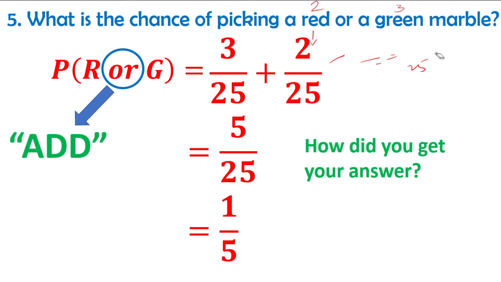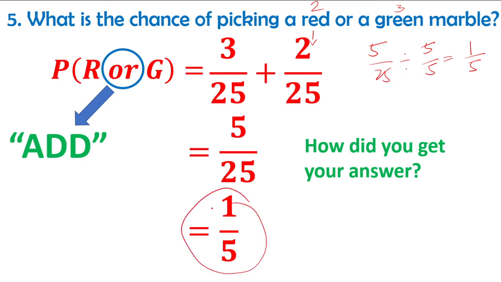Okay? Paano ulit naging 1/5? Simple terms natin yung 5 over 25. May 5 over 25 ka. Ano yung number na pwedeng i-divide sa 5 at pwedeng i-divide sa 25? That is 5. Okay? 5 divided by 5, 1. 25 divided by 5 is 5. So, 1/5. So, ang probability na makakakuha ka ng red or green ay 1/5. Okay? Next.